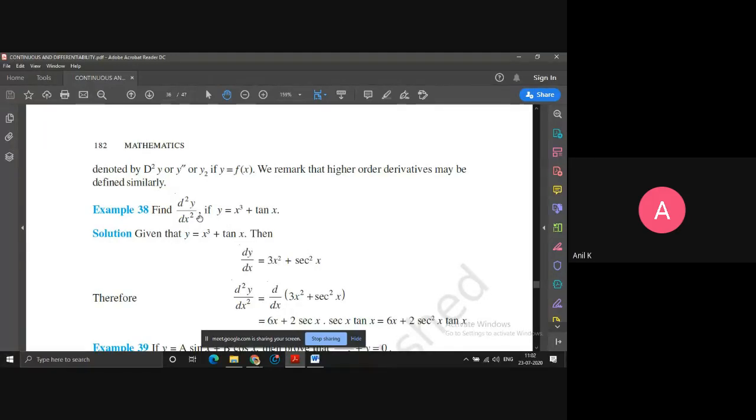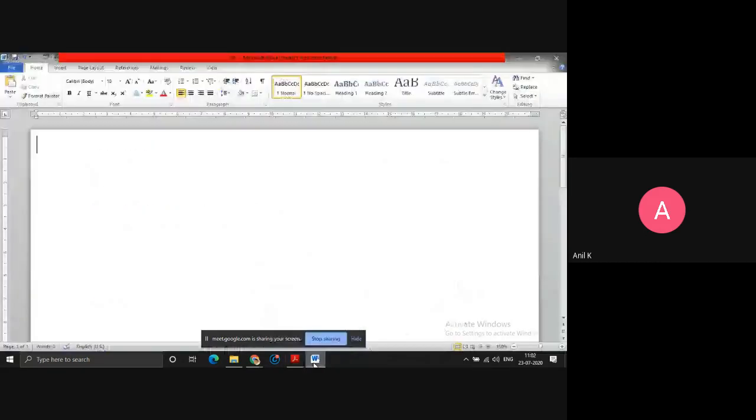And if it is the third derivative, then we write d cube y by dx cube. Let's see how we take the derivative of functions twice or thrice. So y equals to, let me take example 1.